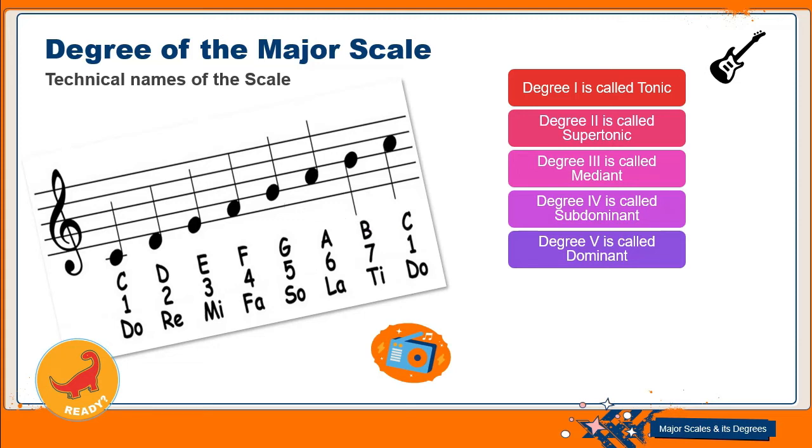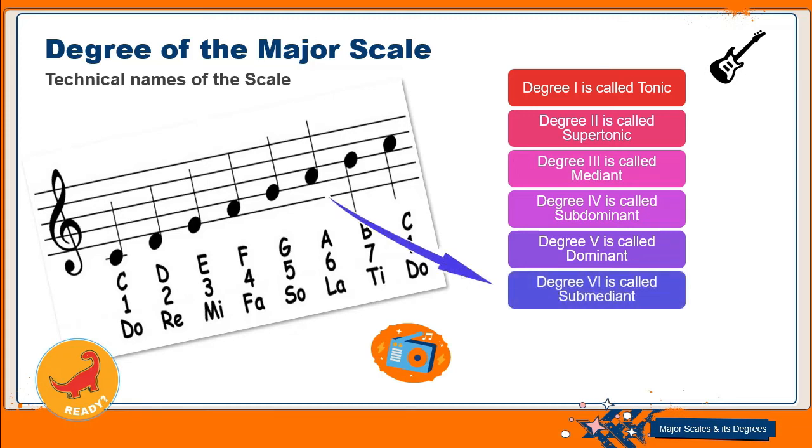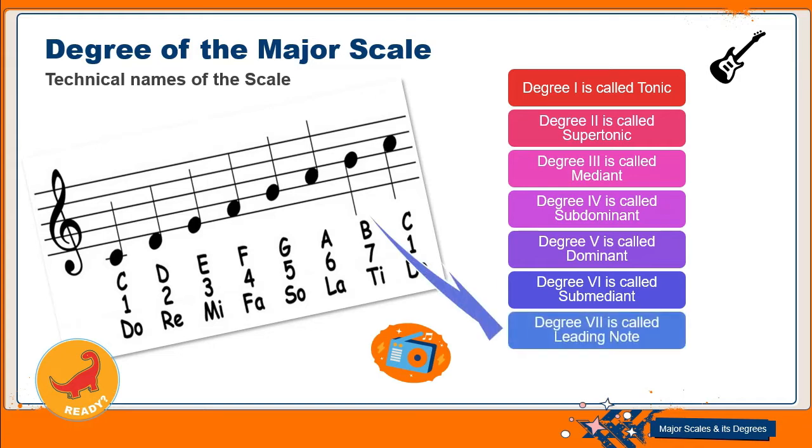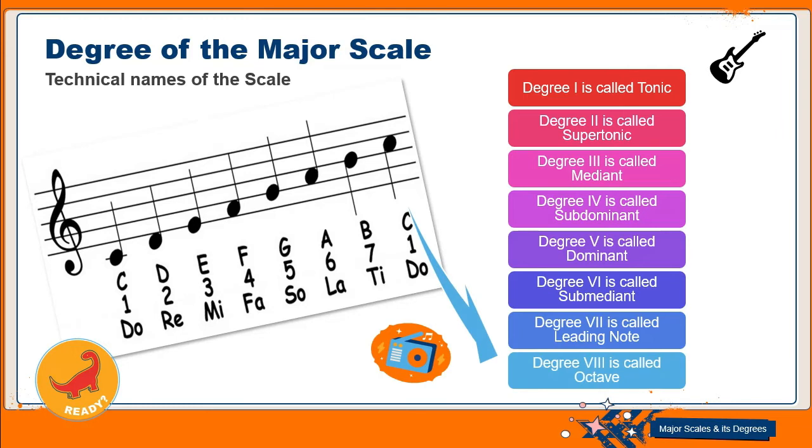Now, the sixth degree is called the submediant. The mediant and the submediant have a kind of relationship, but we'll not look at that in this lesson. The seventh degree is called the leading note. Actually, the leading note is leading us to the octave, which is the eighth degree of the major scale. So these are the technical names of the major scale.